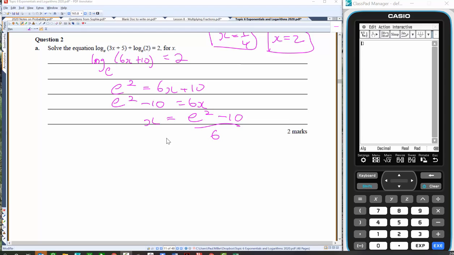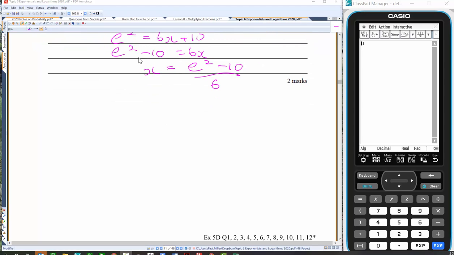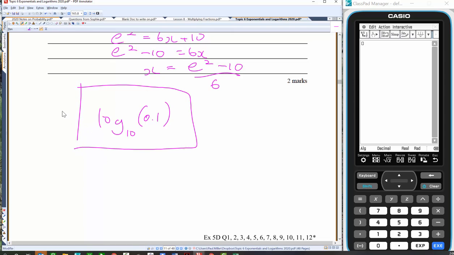One last thing for your notes as well, girls. If I have this problem here, log base 10 of 0.1, say I've got that problem there. Now, if I asked you, is this greater than 0 or less than 0, you'd probably say the answer is greater than 0 because there's no negative sign out the front. But in fact, this is actually a negative number right here.